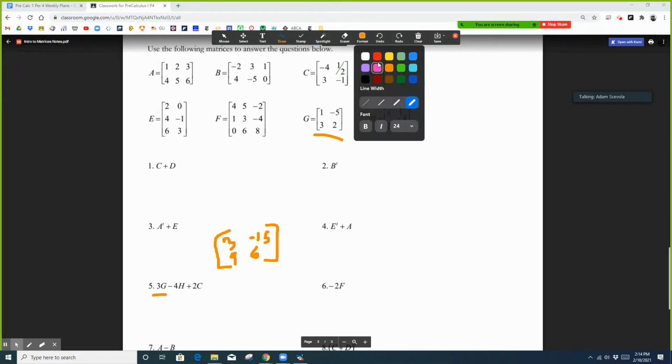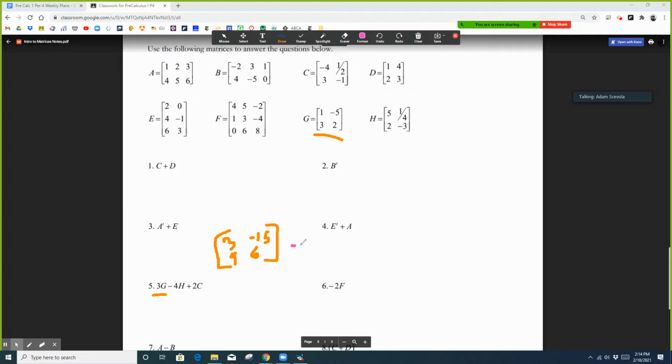And then -4H. Well, H is a 2 by 2. So we're going to subtract 4 times that. So 4 times 5 is 20. 4 times 1/4 is 1. 4 times 2 is 8. 4 times -3 is -12.